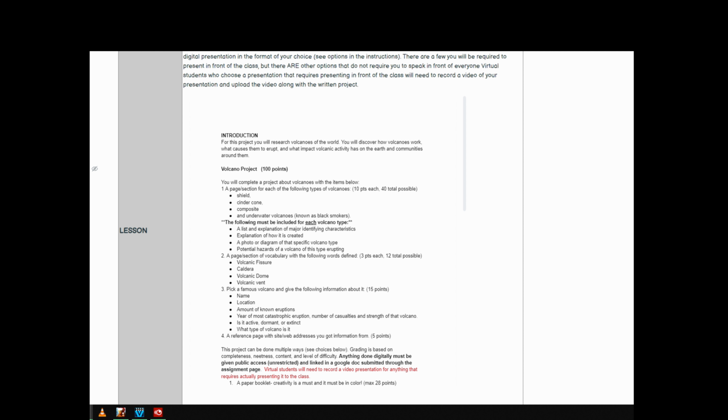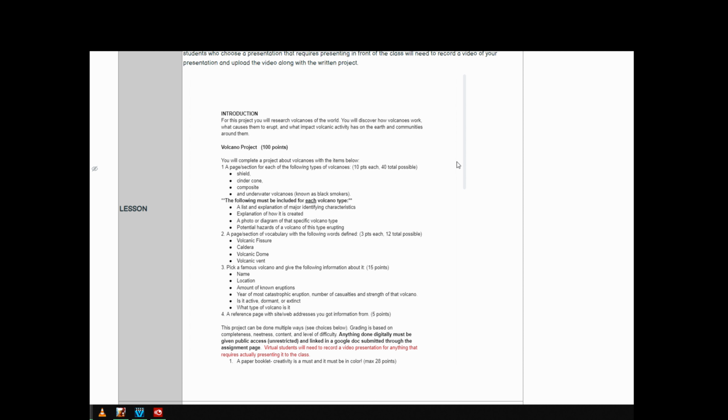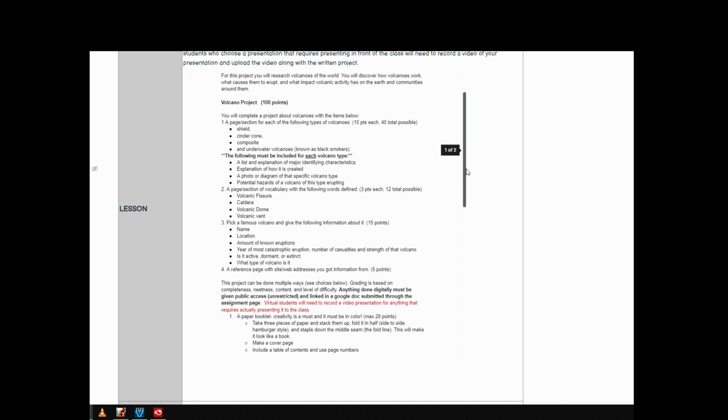So what we're looking at here, you have 4 major requirements for this project. Each one of the requirements is going to be a separate page or section depending on how you do the project. And then you're going to have several different ways that you can actually present this project and turn it in to get points. For the 100 points, they're going to be distributed as it states in the instructions here, and each one of the sections tells you how many points it's worth.